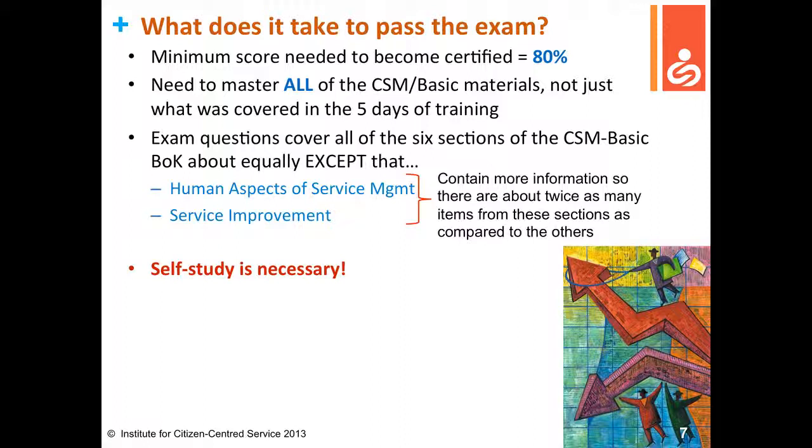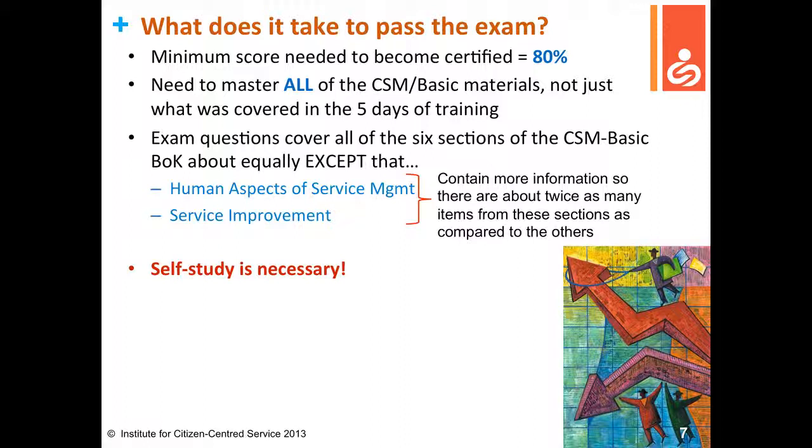Now, there are 6 sections, but the exam doesn't cover them equally. There are 2 sections of the body of knowledge, the section on the human resource aspects of service management and the section on service improvement, that are both a little longer than the other sections. I'm just going to grab my body of knowledge here for a moment and look at the table of contents and remind myself of the number of pages. Yeah, when you look at the human resource aspects of service, it's about a third again longer than some of the other sections. Same with the service improvement section.